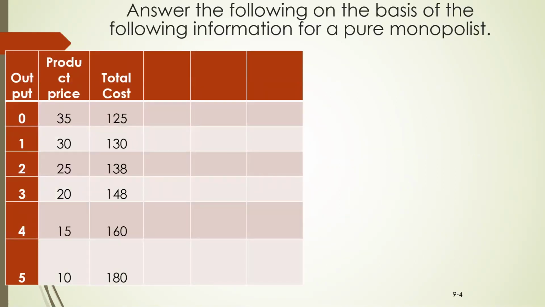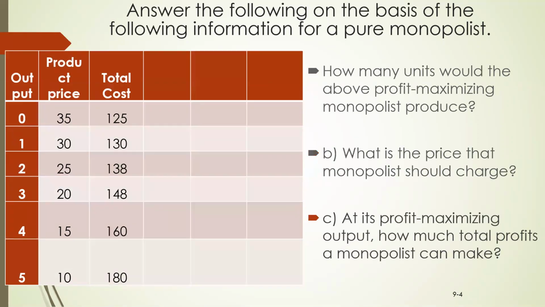In this case, I'm giving output, product price, and also total cost. If you look at output and product price, as output increases, product price is decreasing, representing the demand. And we also give the total cost. As output increases, total cost is increasing. Based on this, we want to answer three different questions here. One is how many units of output to produce, and what should be the price that the firm should be charging, and finally, what is the profit that the firm is receiving.